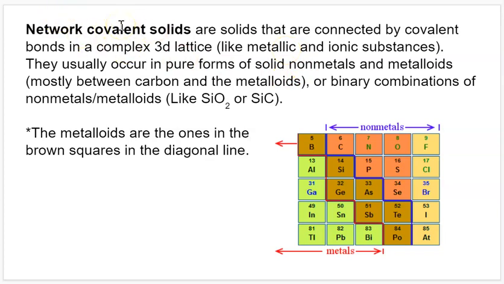So we see network covalent solids occurring in the pure forms of solid nonmetals and metalloids, and mostly just carbon and the metalloids. So carbon as a nonmetal is generally going to form network covalent solids, and I'll talk about some examples of that in a sec. And then all of the metalloids, which you can see here on this diagram as the brown squares in the diagonal line, like silicon, germanium, arsenic, these are going to tend to form network covalent solids, as well as binary combinations of nonmetals, like silicon dioxide or silicon carbide.